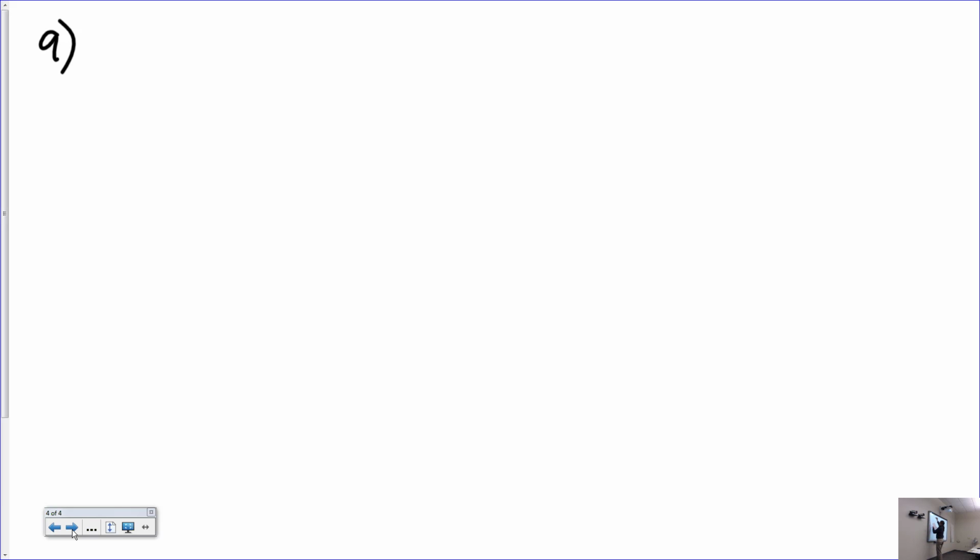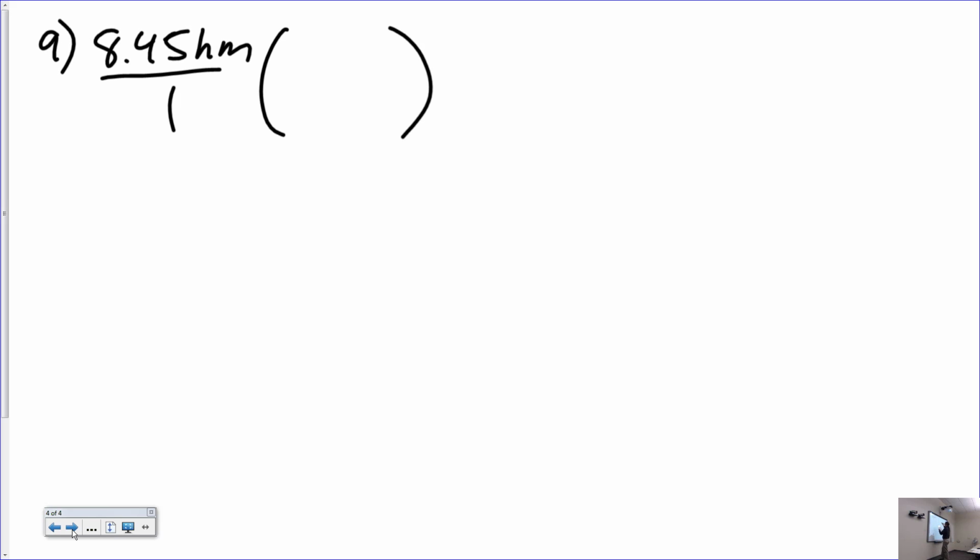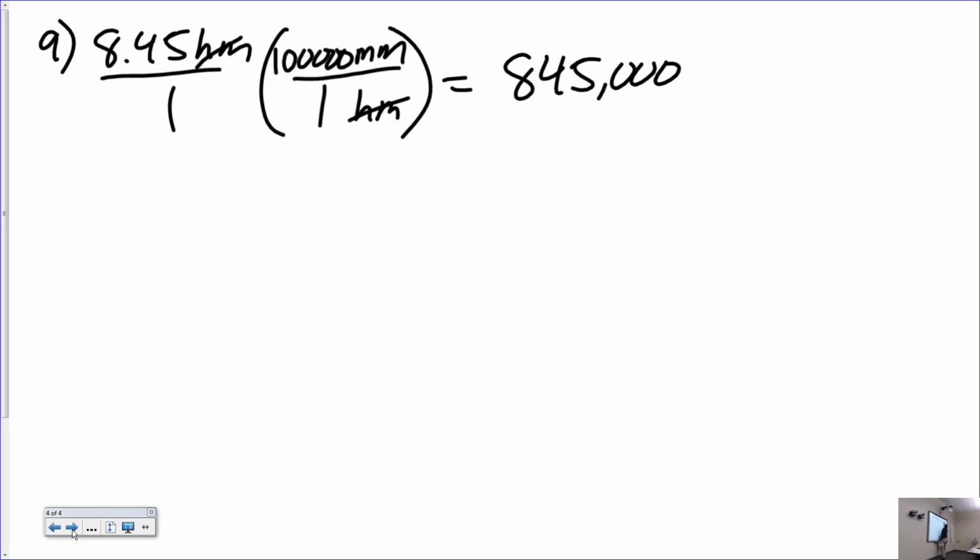So 8.45 hectometers. Convert them into millimeters. We need the hectometers on bottom, millimeters on top so that they cancel. Which one's bigger? The hectometers, therefore it gets the 1. How many hops to millimeters? 5. So 5 zeros. Or move the decimal point 5 places, and since you're multiplying, you move it to the right. 845,000 millimeters. Again, 3 points for these ones over here on the left-hand side.